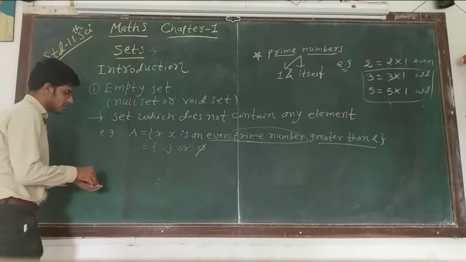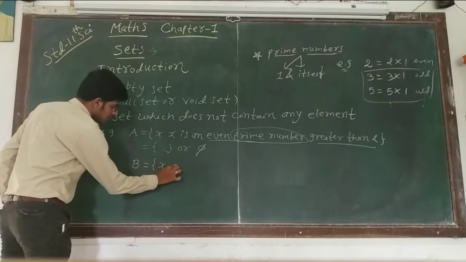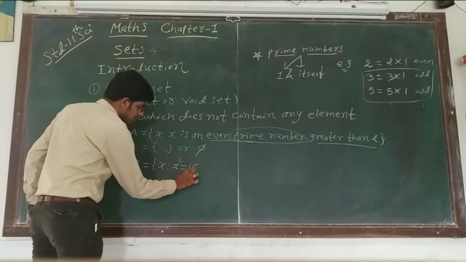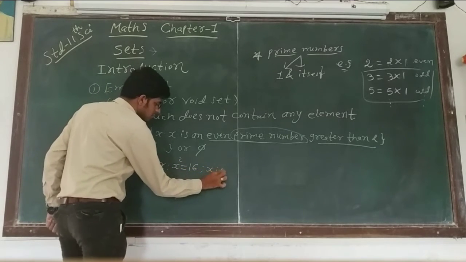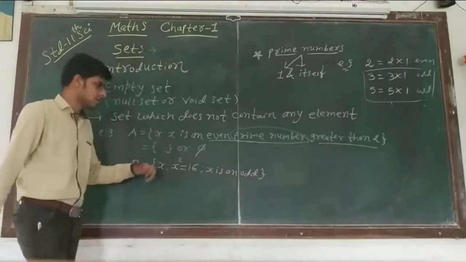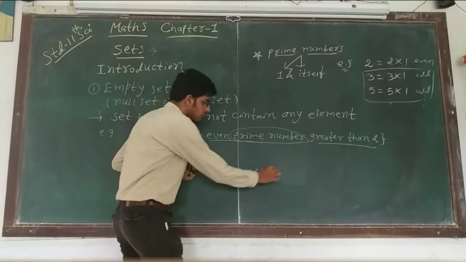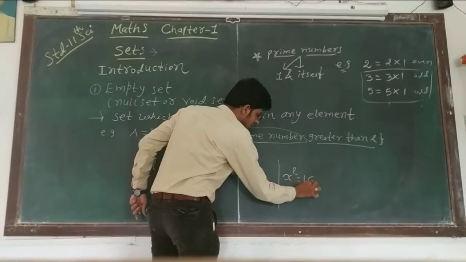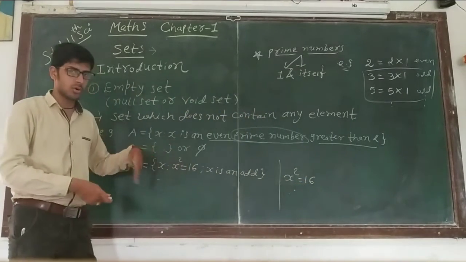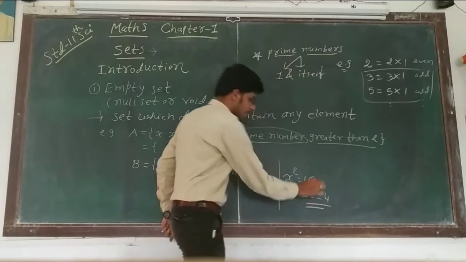Now I am taking one more example. Let B be equal to {x such that x squared is equal to 16 and x is odd}. So what is the answer? First of all we have to find the value of x. x squared is equal to 16. So what is the value of x? We have to take the square root on both sides. So the value of x is plus or minus 4.